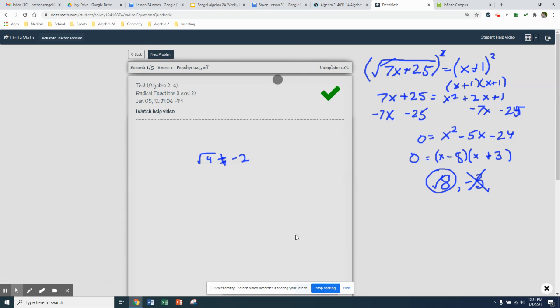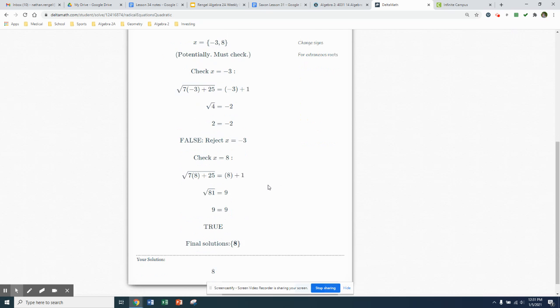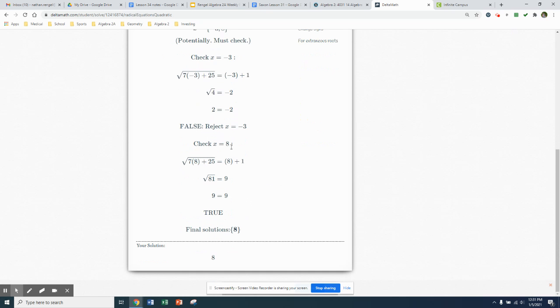I'll submit, and we'll see the work, and you'll see right here when they checked -3. It doesn't work, so we're going to reject that answer. That would be that extraneous solution. And then the 8 obviously worked. That's the one that we checked as well. So your solution is 8.